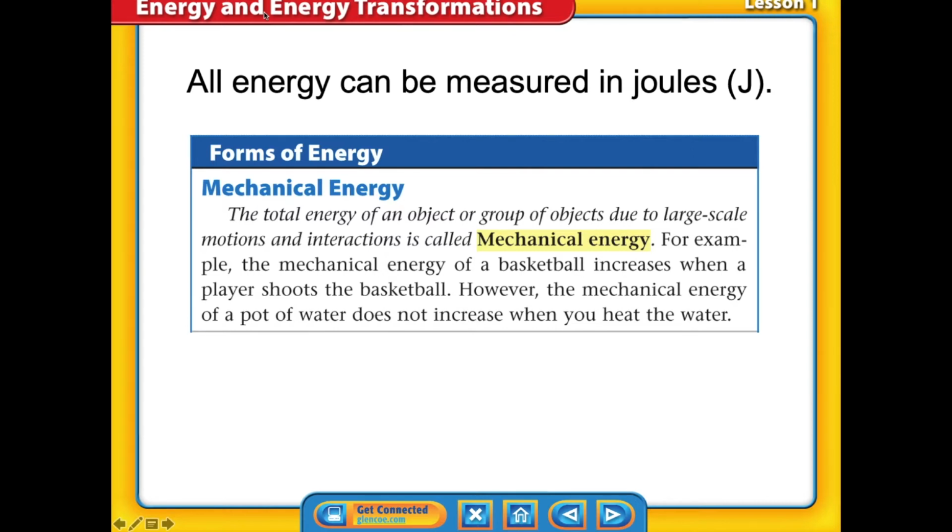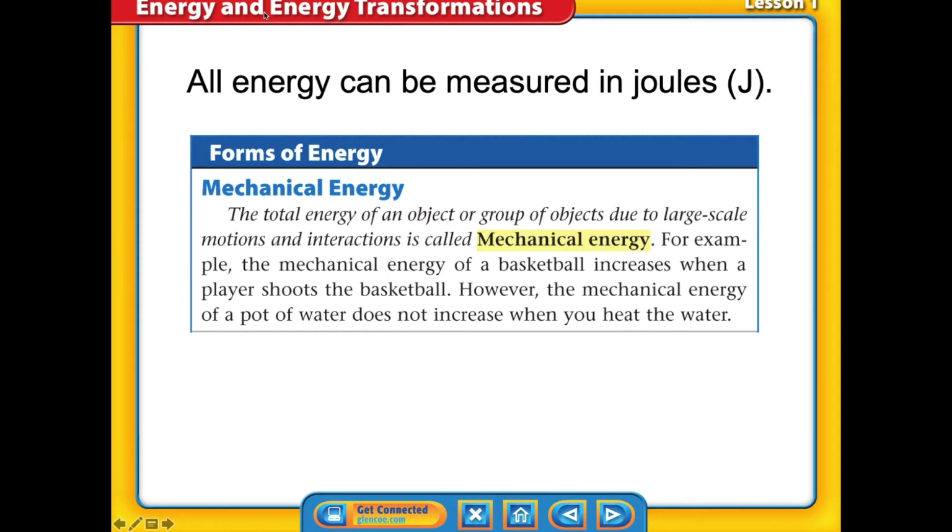All right, so the first one is mechanical energy. If you'll read the definition on the screen and then copy this, it is the total energy of an object or a group of objects due to large-scale motions and interactions. Stop right there after interactions.